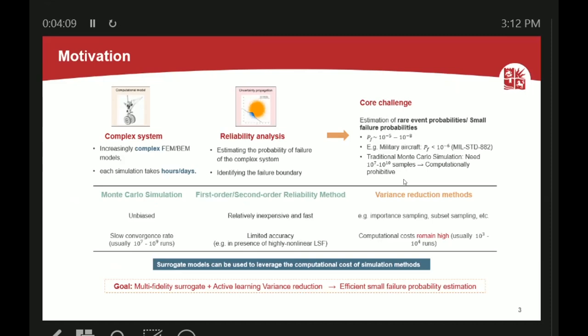So that's to say, to address real industrial applications, we basically don't have many choices but to use surrogate models. And this leads to the main goal of our work: to use a multi-modality surrogate model with an active learning variance reduction method to efficiently estimate small failure probabilities.